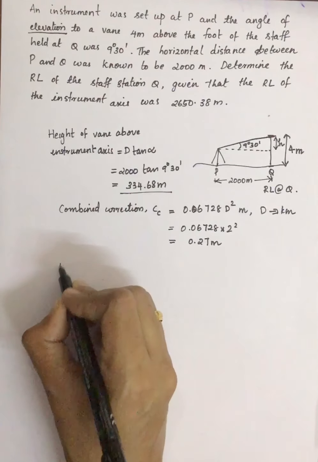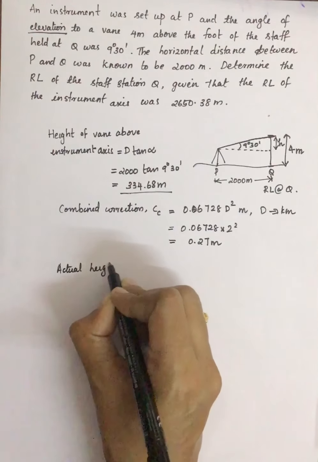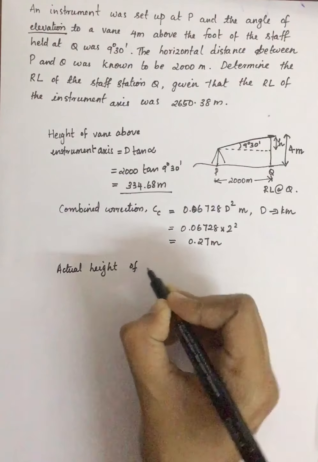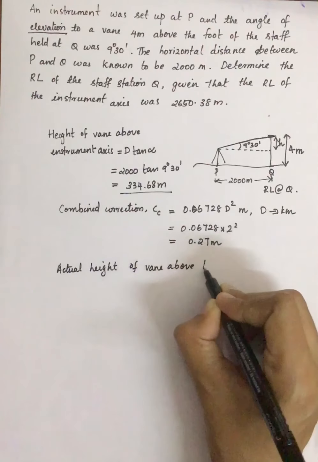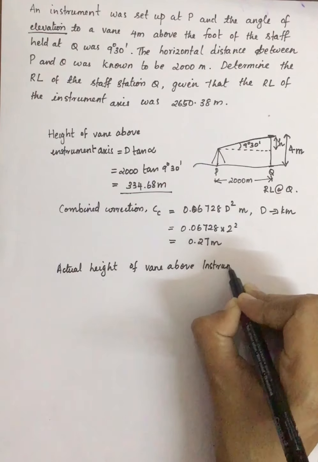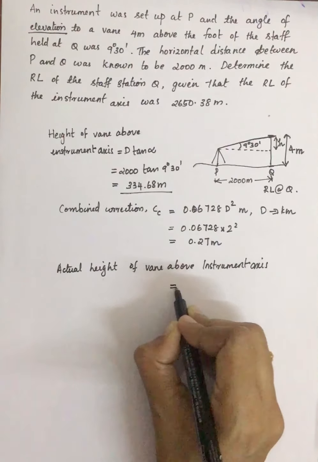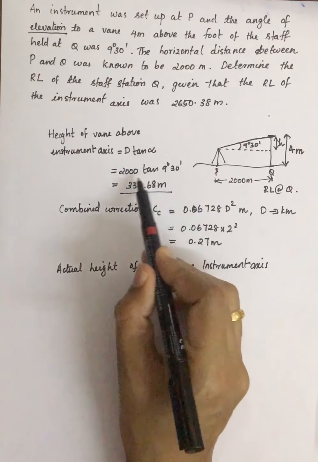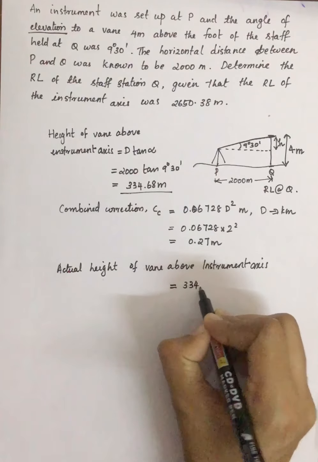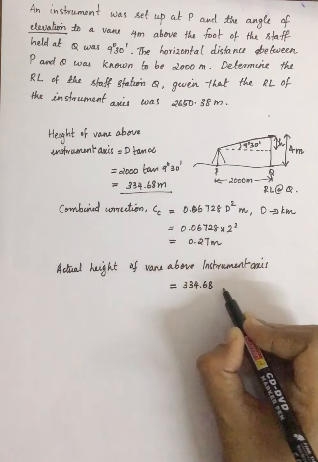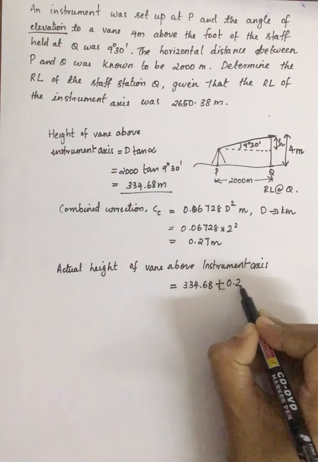So actual height of vane above instrument axis is equal to the value which we got before applying correction, that is 334.68, plus you have to apply the correction 0.27.